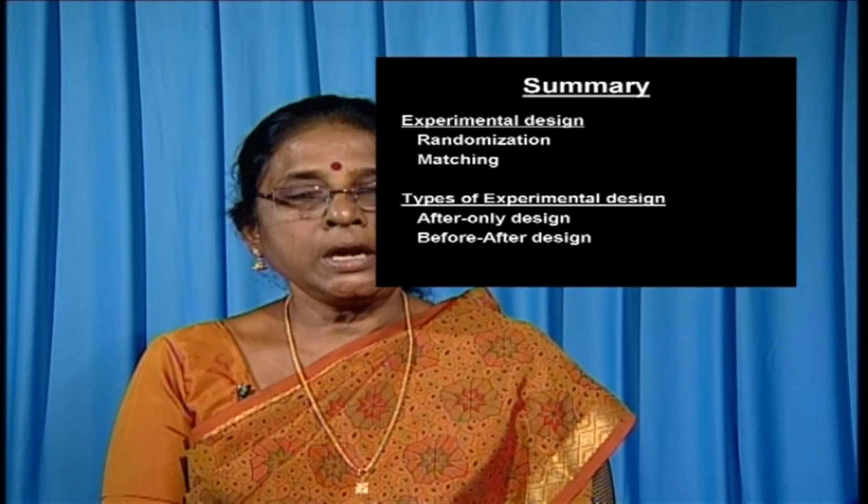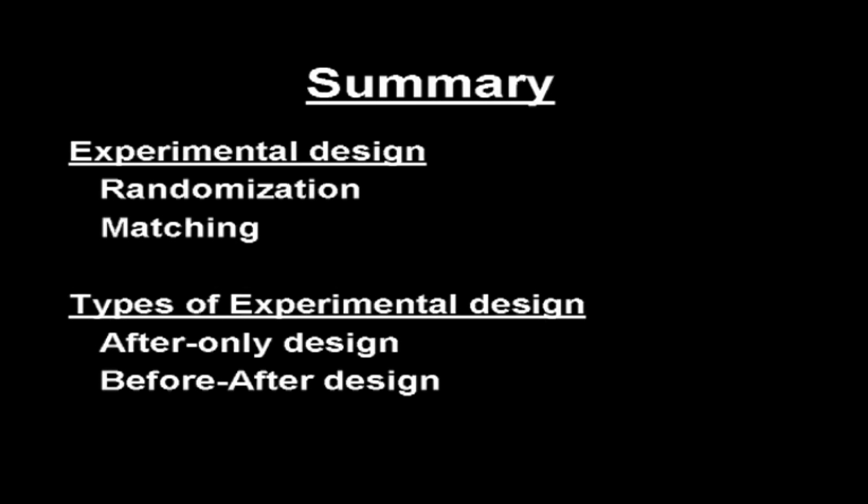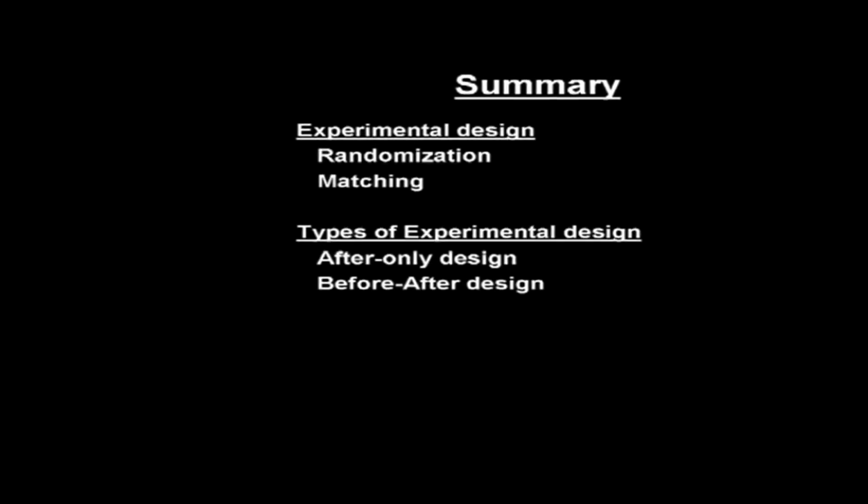Okay students, with this we have come to the end of the first part of experimental design. In this class I explained to you certain important factors relating to experimental design. First, I explained to you what we understand by experimental variable, randomization and matching. Then I explained to you two important types of experimental design. One is after only experimental design and the second one is before after experimental design.